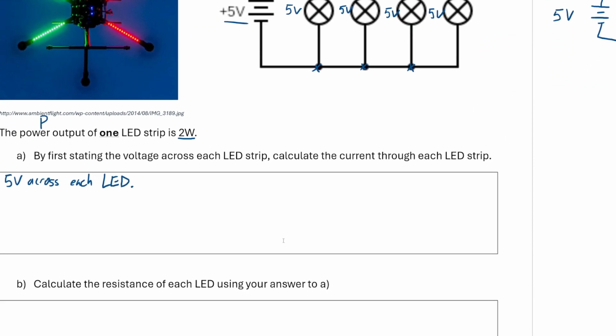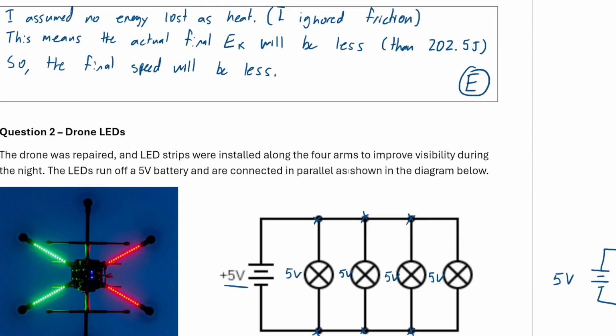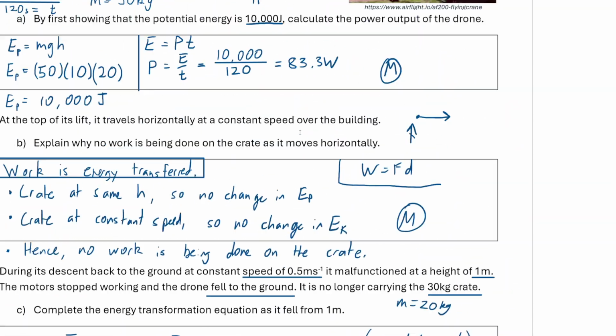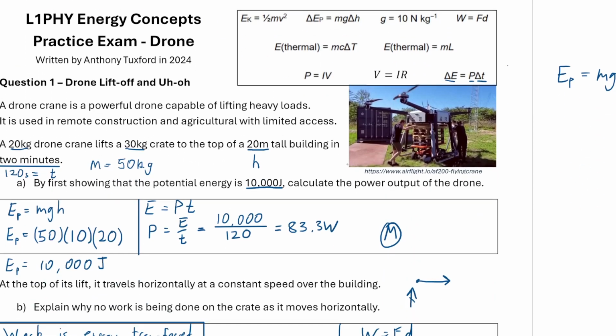Okay, then it asks us to calculate the current through each LED strip. So what do we know? We know the power and we know the voltage. So let's scroll on up to our formula sheet. Again, this bottom row, especially the first 2 equations, relate to electrical circuits. So which equation incorporates power, voltage, and current? Definitely the first one, P equals IV.